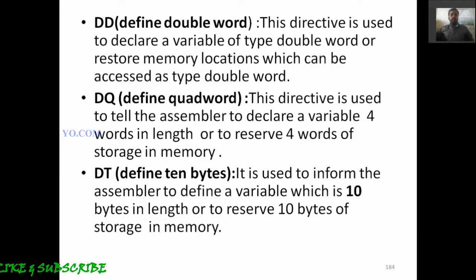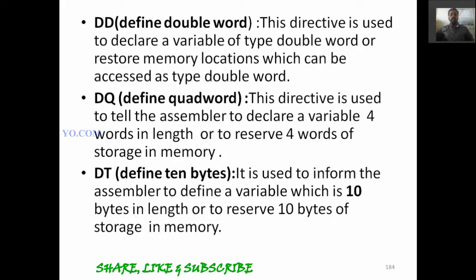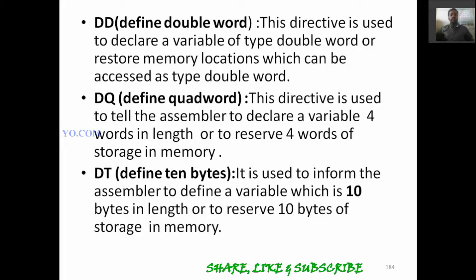Then define double word. This directive is used to declare a variable of type double word, or reserve a memory location which can be accessed as a double word. Similarly, define quad word. This directive tells the assembler to declare a variable four words in length, or to reserve four words of storage in memory. That is define quad word.